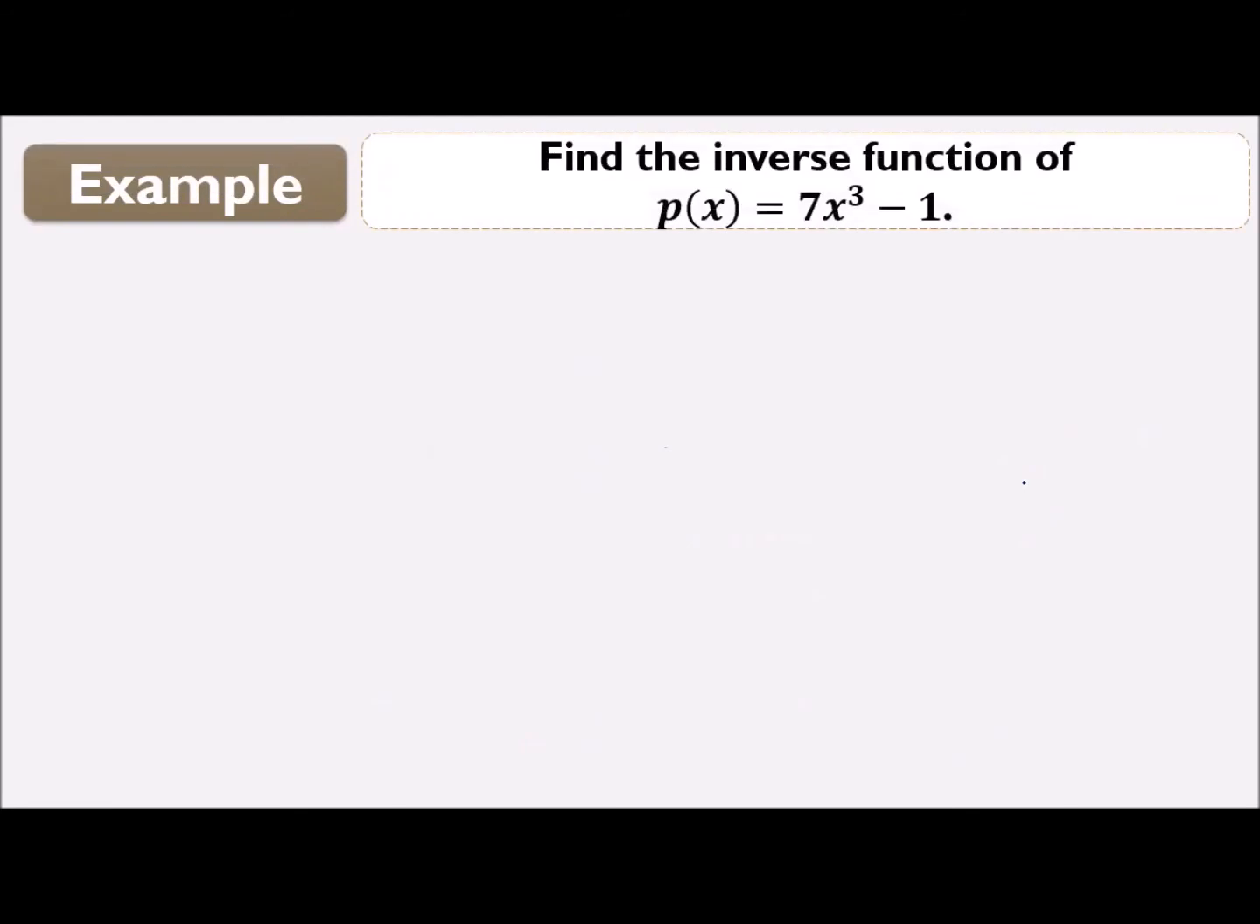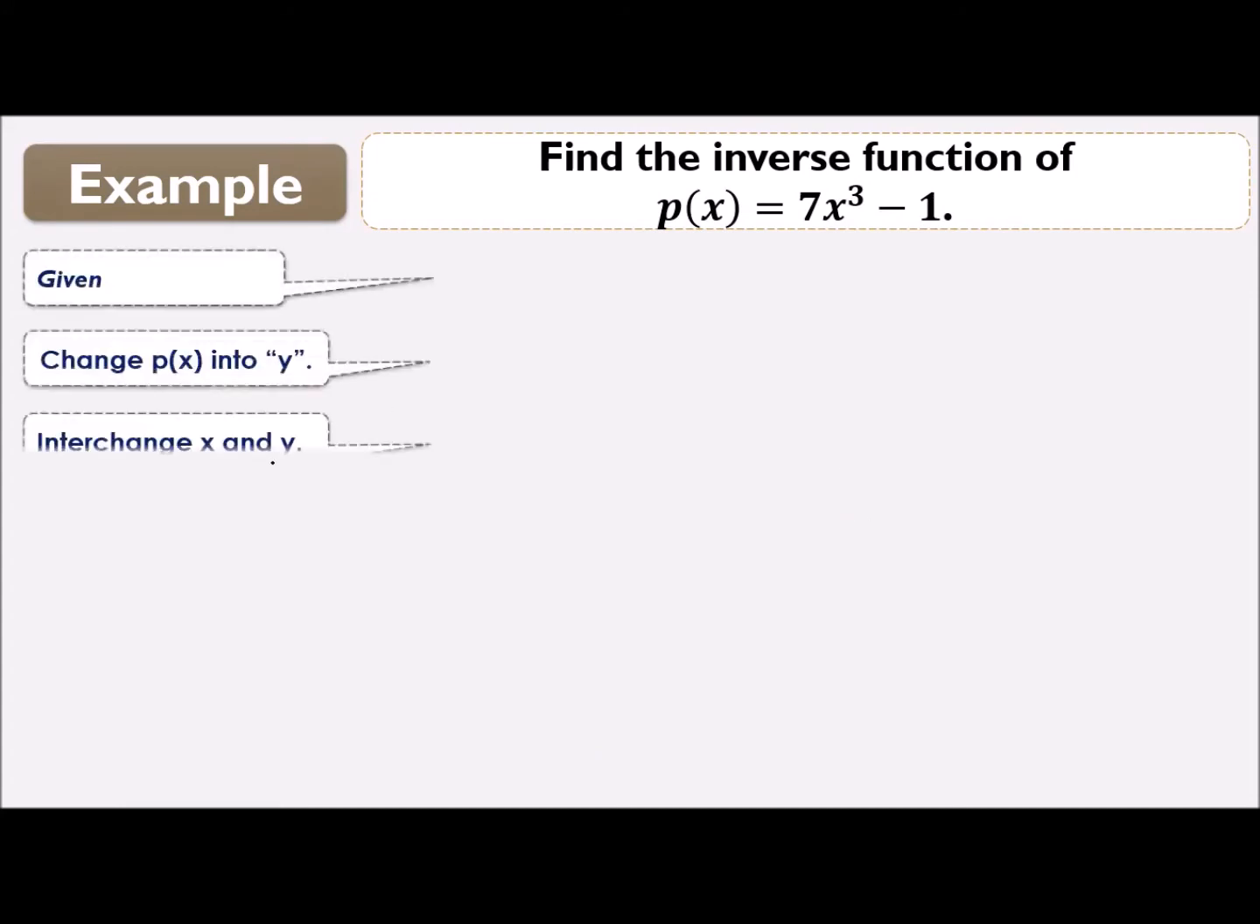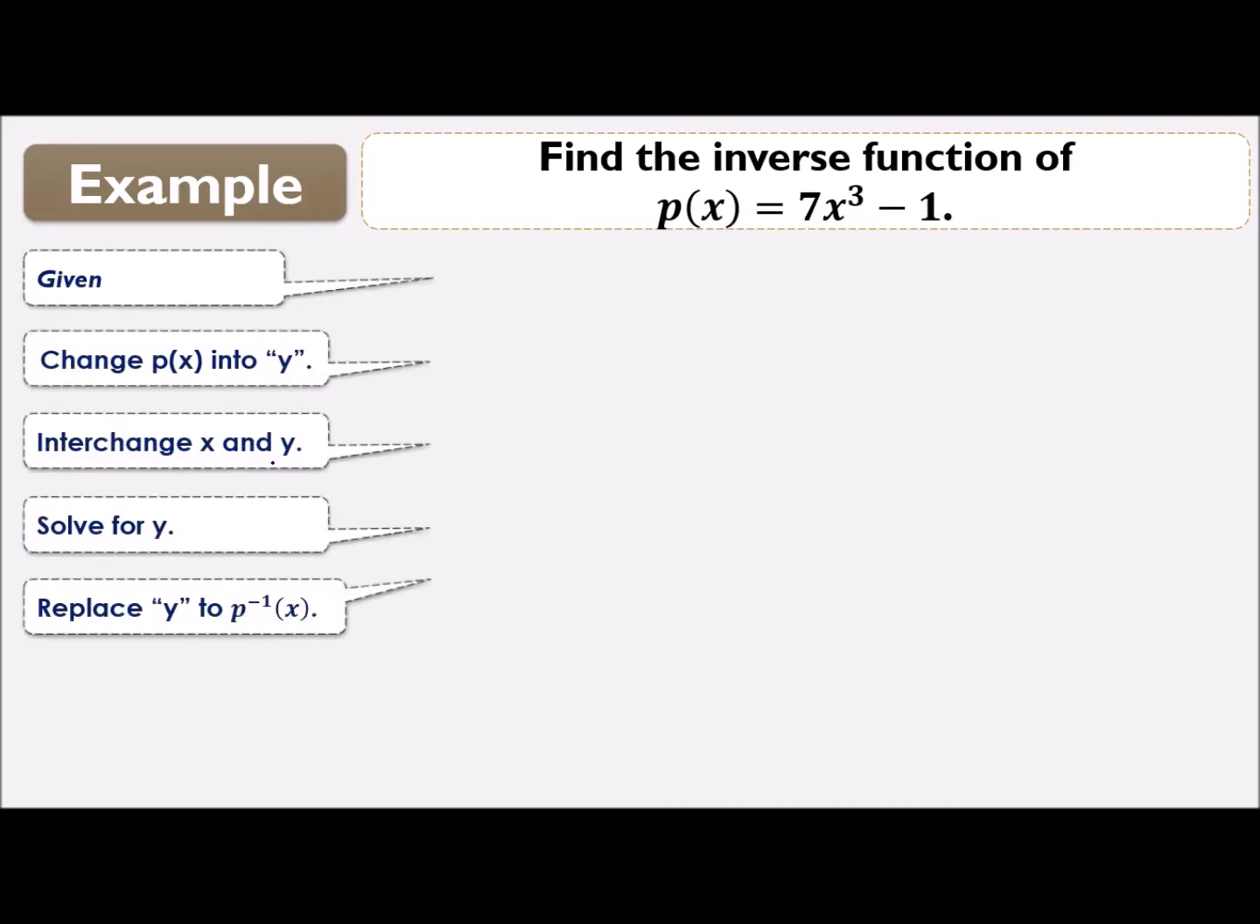Let's try another one. Find the inverse function of p of x is equal to 7x cubed minus 1. Same processes again. Okay? Sundan lang natin yan. So, ang given natin, p of x is equal to 7x cubed minus 1. And then, change p of x. So, ito, yung notation ng function, papalitan mo lang ng y. So, magiging y is equal to 7x cubed minus 1. And then, interchange lang natin. So, si y magiging x, si x magiging y.